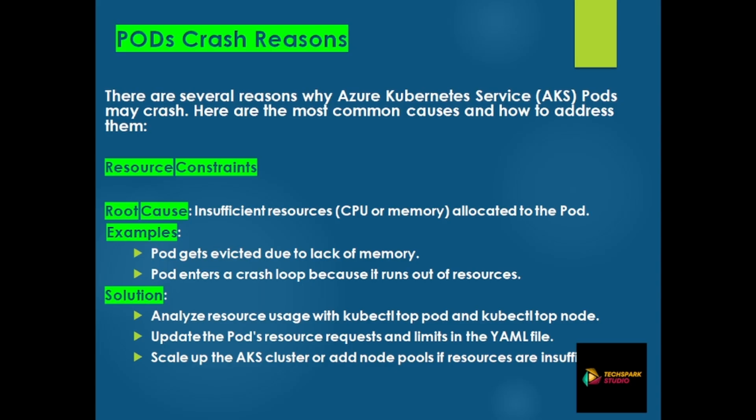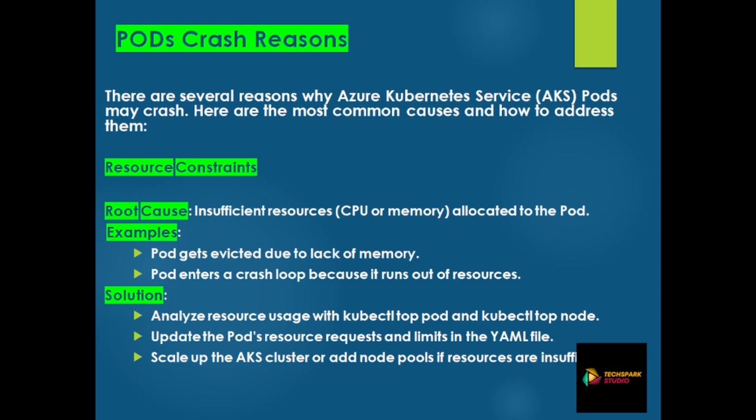The second option is resource constraint. The root cause of this is insufficient resources, like CPU or memory, allocated to the pod. For example, a pod gets evicted due to lack of memory, or a pod enters a crash loop because it runs out of resources. So these are two examples of resource constraint.